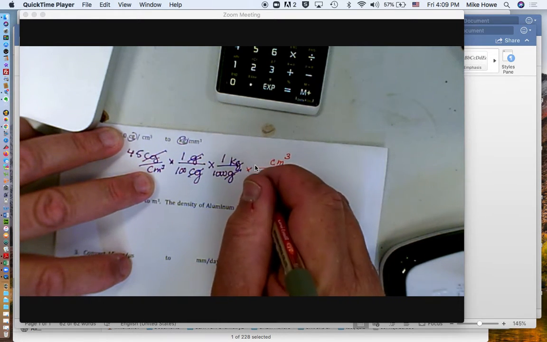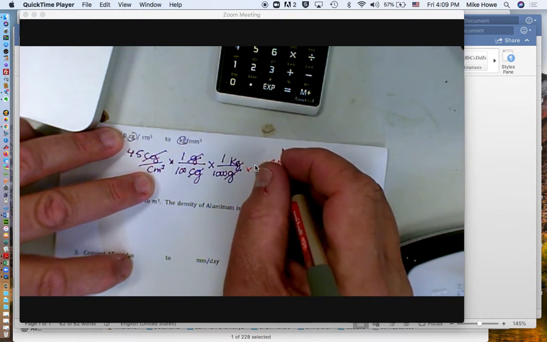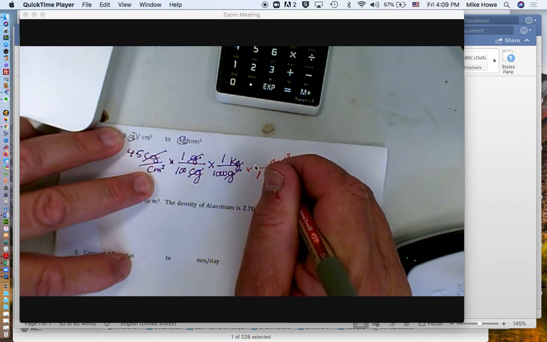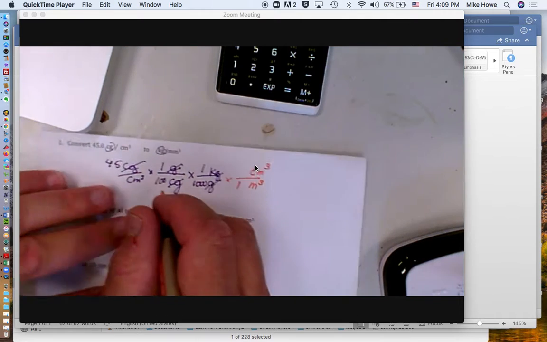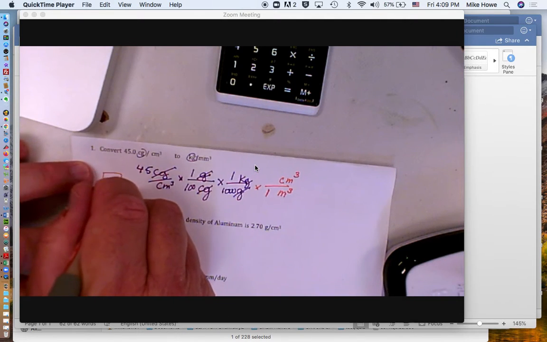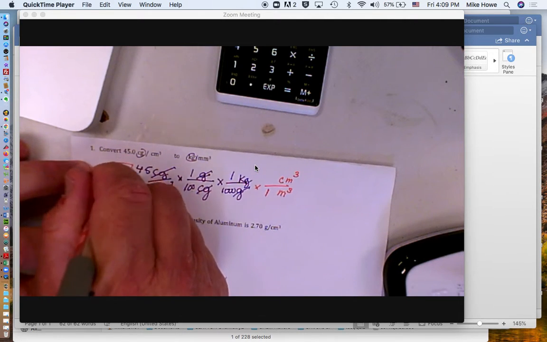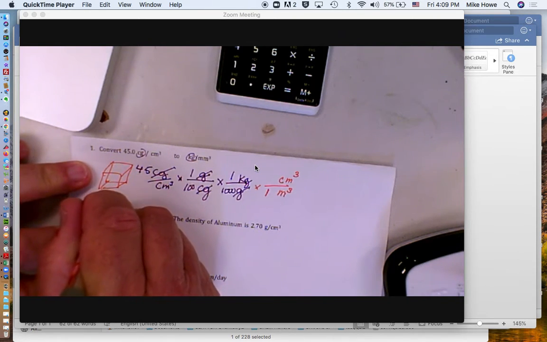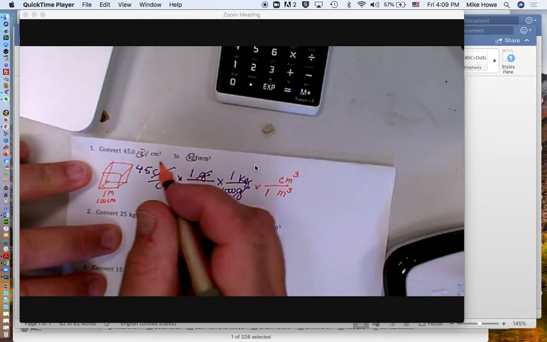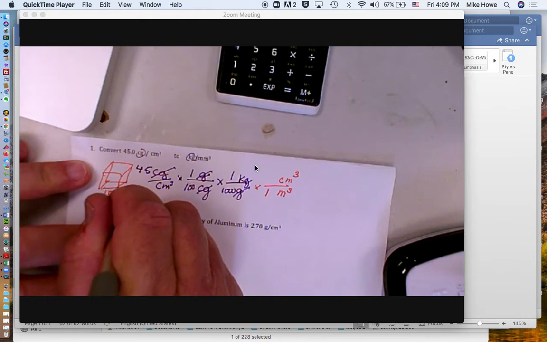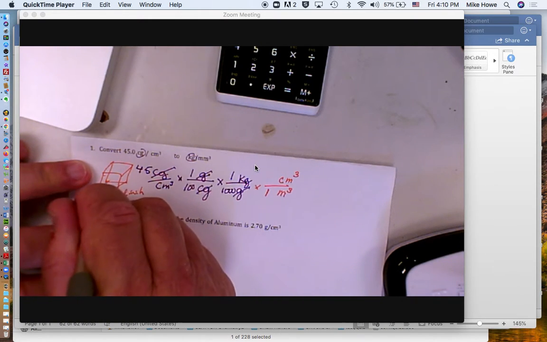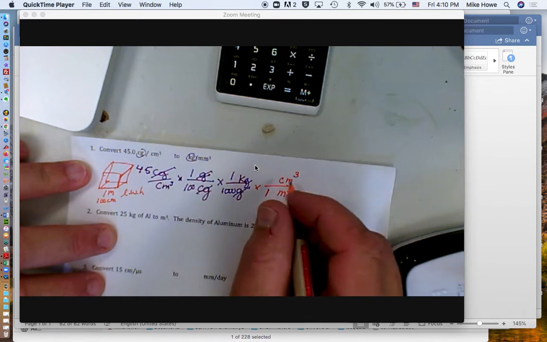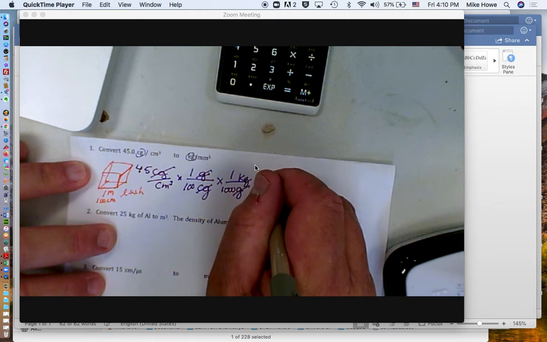Okay, so 1 cubic meter is it 100 centimeters cubed? No. 1 meter is 100 centimeters. But we're talking about a cube here. So if we make a cube like this, that's 1 meter on the side. It's 100 centimeters on the side, like the things list says. But if it's a cube, it's length times width times height. So it's 100 this way, and 100 that way, and 100 that way. So you got to multiply them all together. So you get 1,000,000.